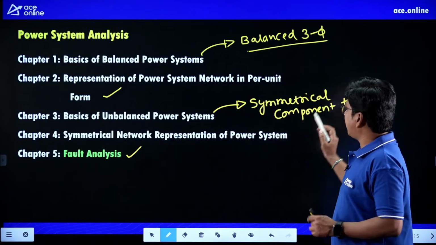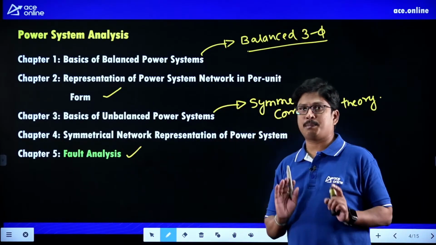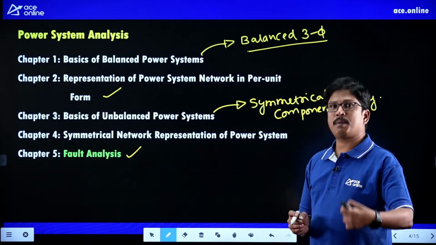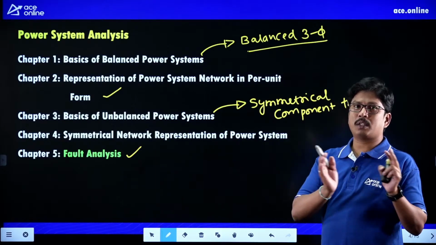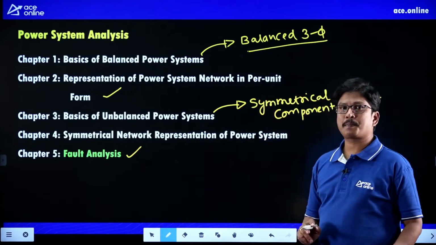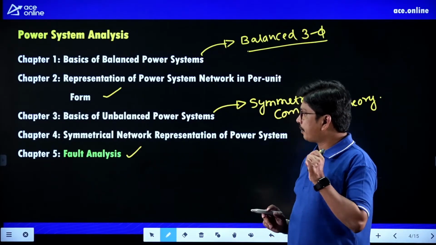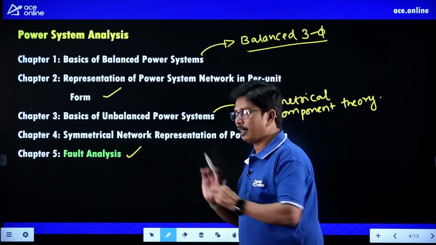So after understanding the theory of symmetrical components, we have to represent all the power system elements. So what are the power system elements? Generator, transformer, transmission line, and the motors, right? Maybe synchronous motor or induction motor. We have to represent all the power system networks in symmetrical network representation. Clear, right? And finally, after understanding all these things, we can enter into the fault analysis.